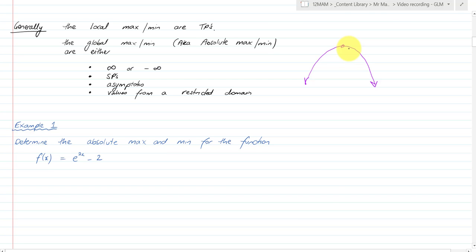Might also be an asymptote. So if you had a function like y equals e to the x, asymptotes along here with 0, well then we have a minimum of 0. Now, technically it never reaches 0, but we still say the minimum is 0 because it reaches a value finitely above or infinitely above 0. Or values from the restricted domain, as you've just seen, if we have a restricted domain. They're the 4 areas that you might get local and global minimums and maximums from.